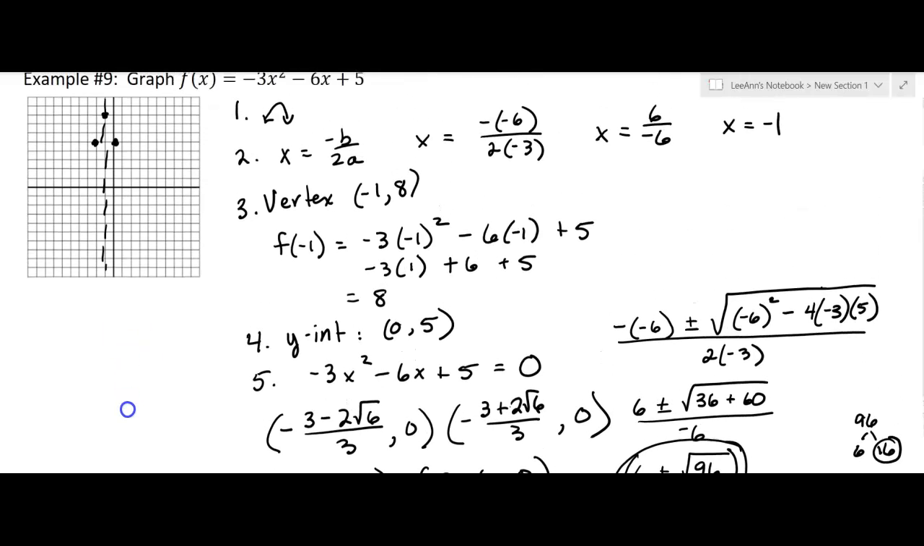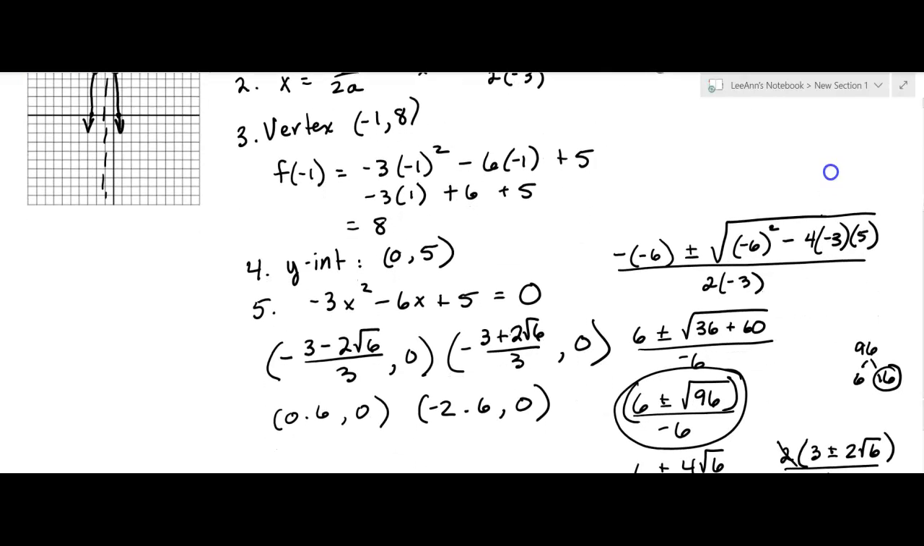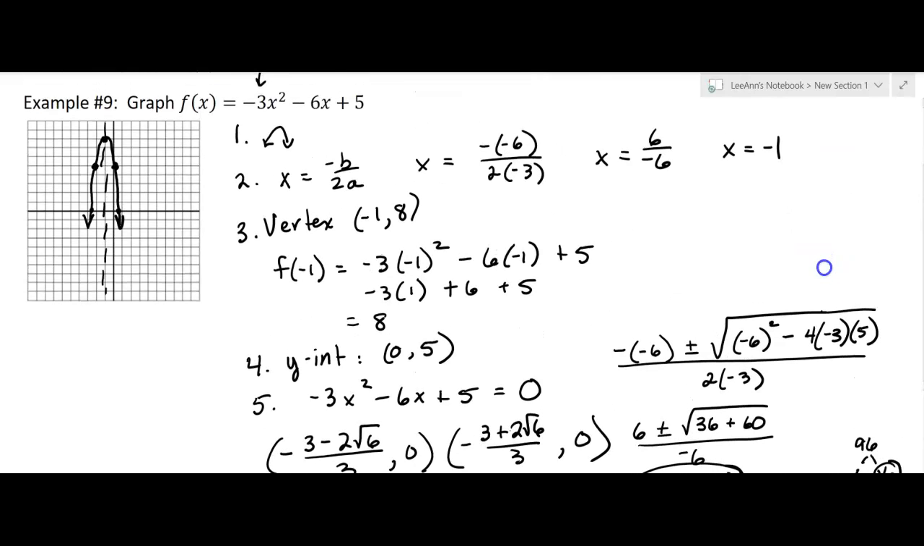All right, let's see if this looks reasonable, looks right on our graph. So 0.6 comma 0, that's going to be about there. And then negative 2.6, going to be about there. Yeah, it looks symmetric. It looks pretty good. A little tricky to find those on the calculator, so you'll have to practice that. Okay, there we go. We graphed our problem.